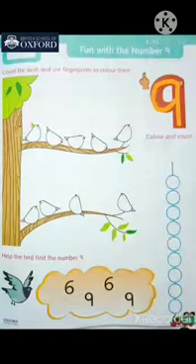Now count the birds. How many birds are here? 1 2 3 4 5 6 7 8 9. Oh, 9 birds are here. How many birds are here? 9 birds. Now you will color them using fingerprints.